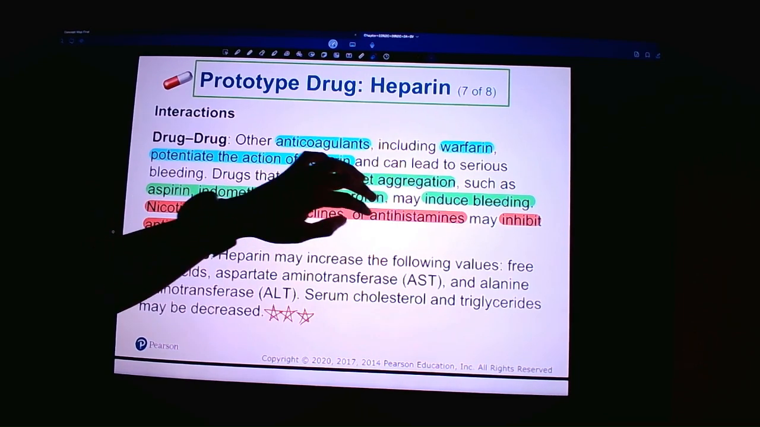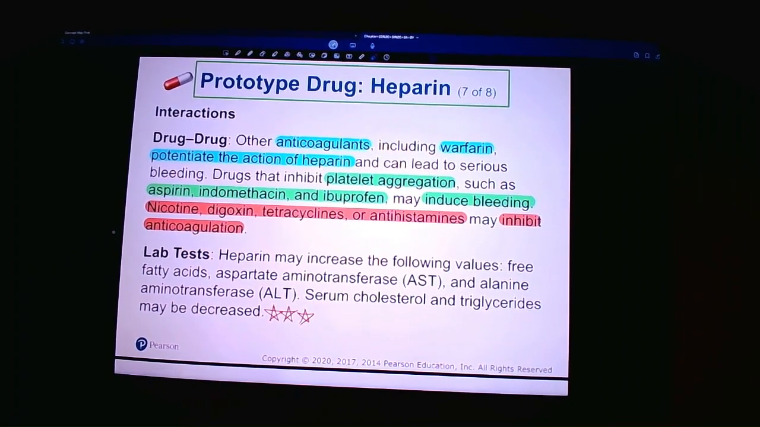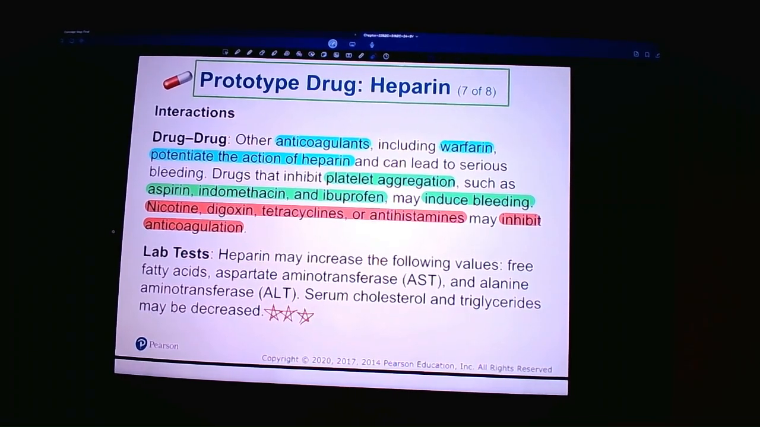But the red is very unique. So that's why I highlighted that one in red, because it's a little more unique and it stands out more, right? For laboratory tests, we need to watch out with AST, ALT. That makes sense because I just jotted down that we're messing with the liver, right? You're messing with the ability to clot because the liver is what helps us clot.